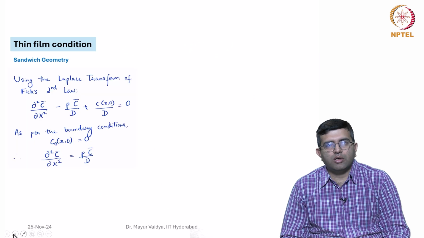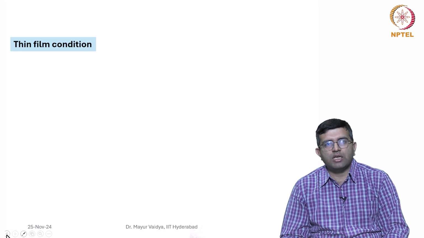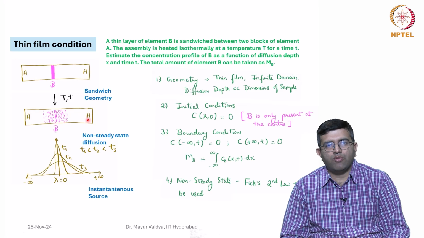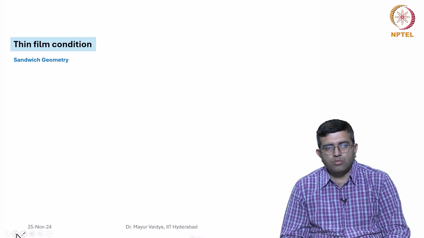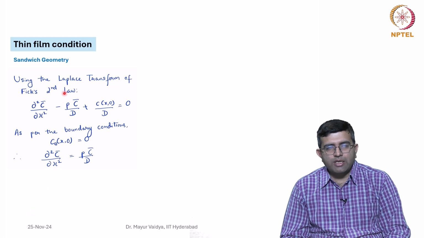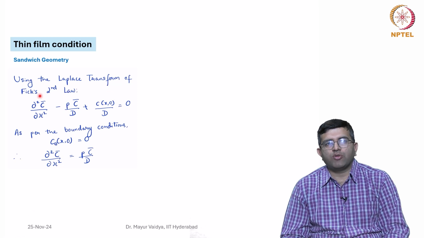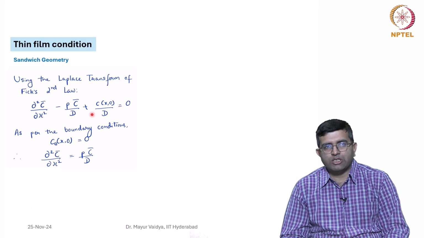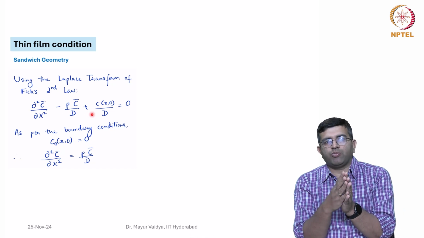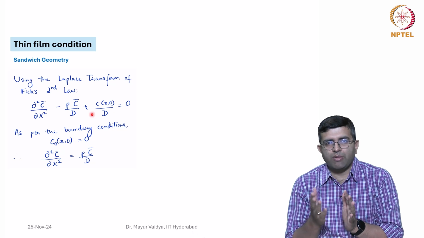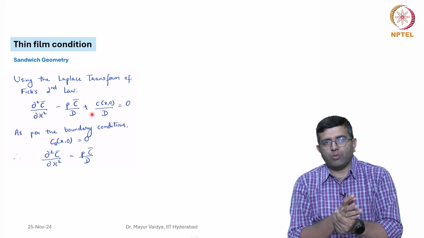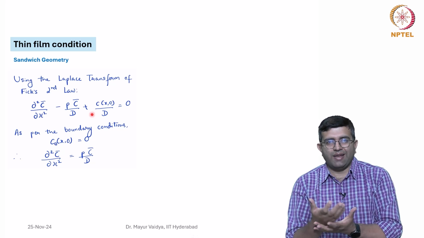This is Fick's second law, and remember that in this case we can use only one dimension, as we are considering diffusion only in one dimension. So now how do we solve this? To solve this, we use the Laplace transform of Fick's second law that we derived in the previous lecture. Remember Fick's second law as such, dC/dt equals D times d²C/dx², is a partial differential equation which involves two variables, t and x.